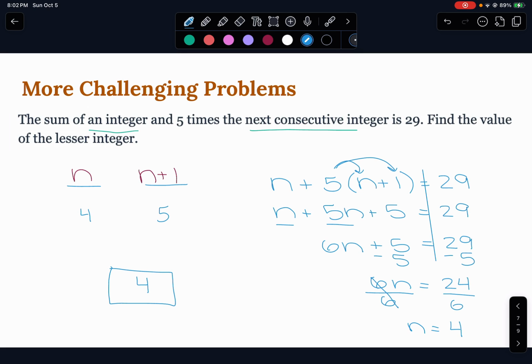And yet again, you can go check this. Can you check that the sum of an integer, well, we know our integer is 4, and 5 times the next consecutive integer, so 5 times the next consecutive integer would have been 5, is 29. Well, is 4 plus 5 times 5 equal to 29? Well, if we do PEMDAS, we do the multiplication first, so 4 plus 25 equals 29. That is a true statement. 29 does equal 29. So our math is good. Let's try one more.